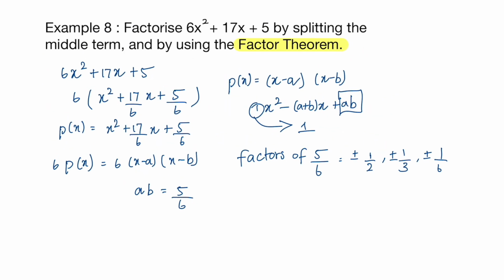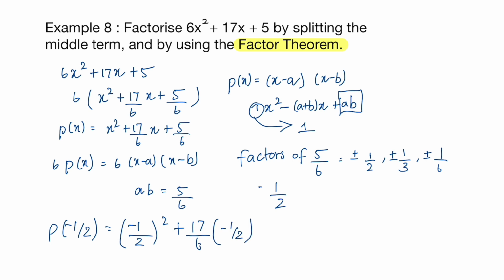Now you don't have to erase these things in your paper, you can just leave it there and move on with the next thing. Since space is a constraint for me, I am erasing it. The next number that you can think of is minus 1 by 2. Let us do the same for minus 1 by 2. P of minus 1 by 2 is equal to minus 1 by 2 the whole squared plus 17 by 6 into minus 1 by 2 plus 5 by 6.